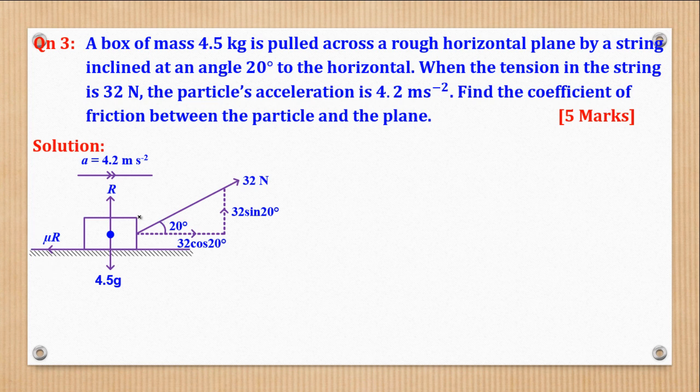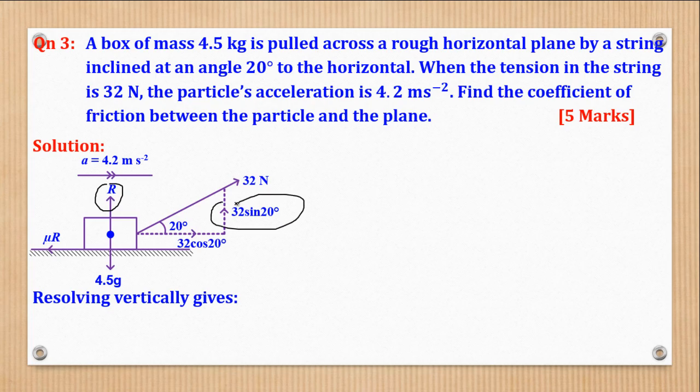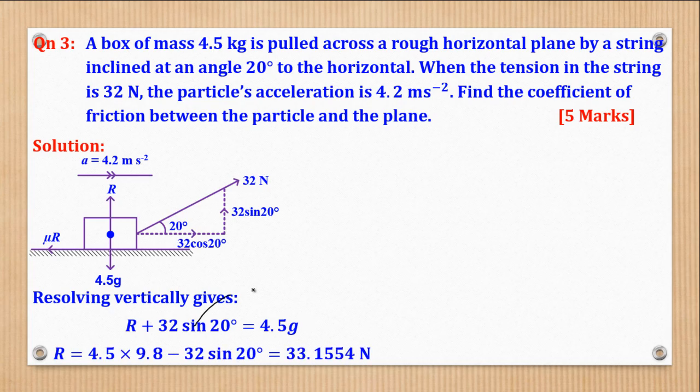So now that we have got the first diagram, next is to resolve. We shall begin by resolving vertically. Vertically means this plus this are equal to this, so upward forces are equal to downward forces. Then we make R the subject. Bring this one this side, and we come up with 4.5g minus 32 sin 20, to give you 33.1554 newtons.